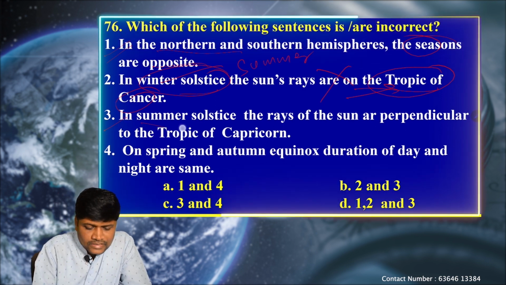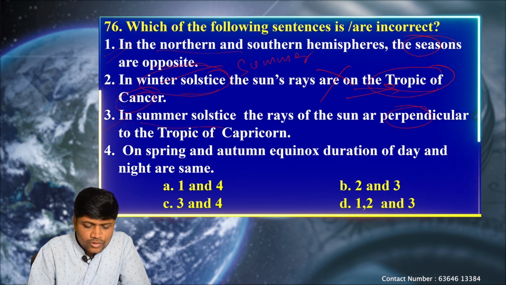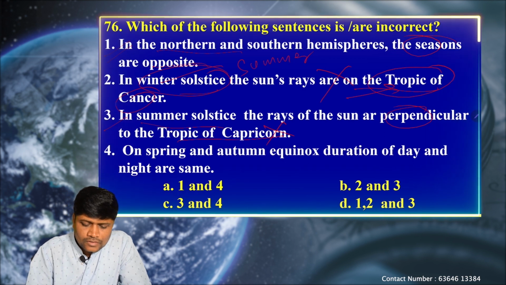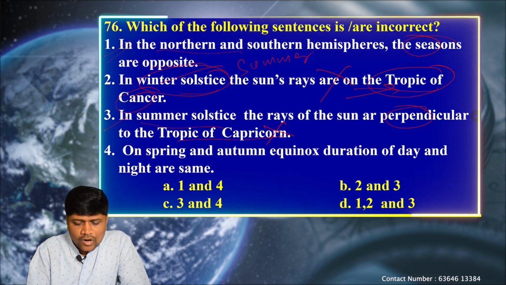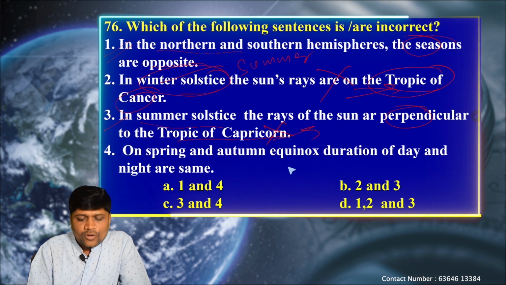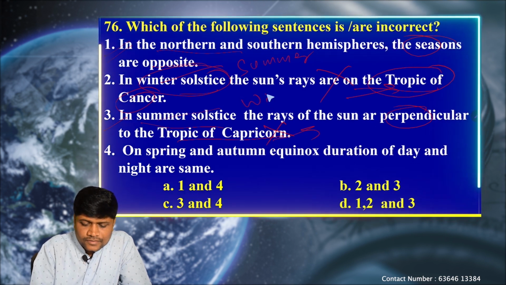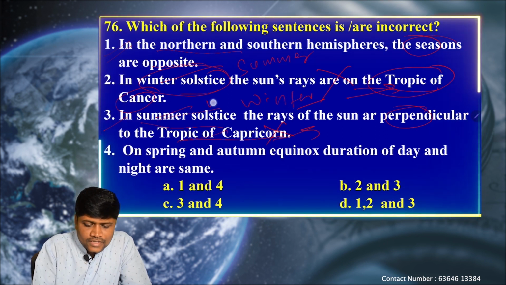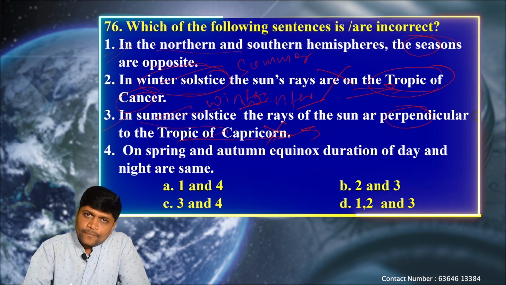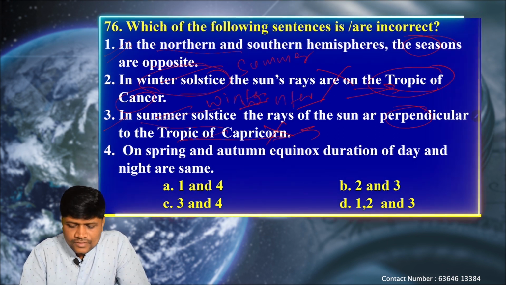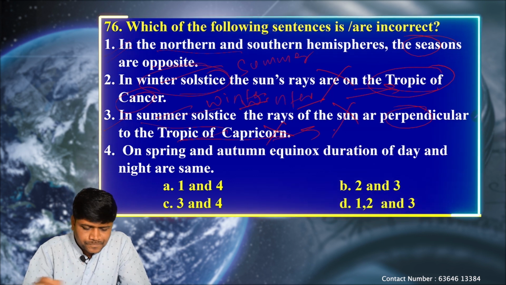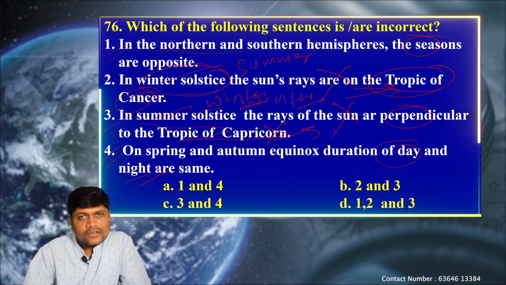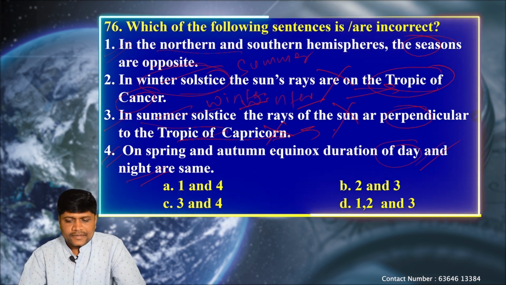Next, third statement. In the summer solstice, the rays of the sun are perpendicular to the Tropic of Capricorn. This is a wrong statement, because when the sun rays are vertically perpendicular to the Tropic of Capricorn, we call it the winter solstice for people of the northern hemisphere, but people of the southern hemisphere call it the summer solstice. So it is again a wrong statement. Fourth one, on spring and autumn equinox, duration of the day and night are same. So this statement is exactly correct.